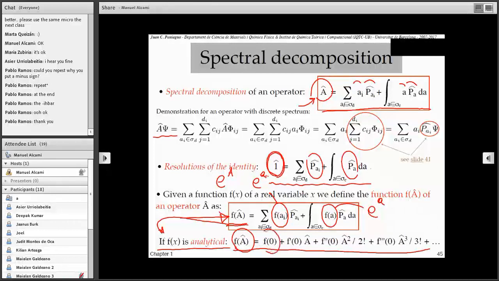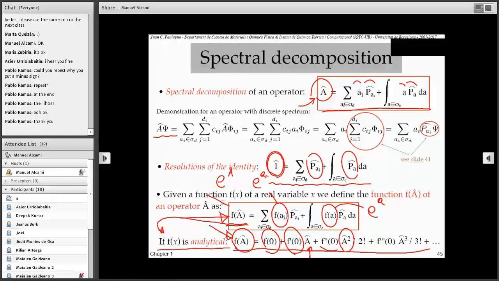Here we have, this is a number, for instance, a to x. This is a number, the derivative of x at some point. And this is the operator. This is a number, and this is the square of the operator. And any power of an operator is always defined. It's only to apply the operator n times. So this is an alternative way of defining a function of an operator.